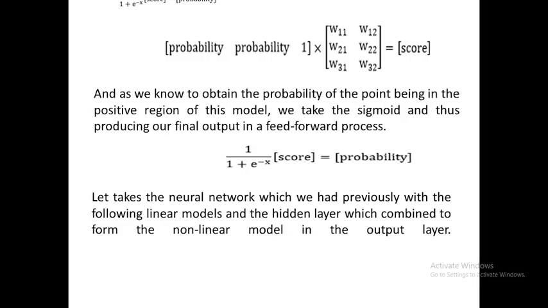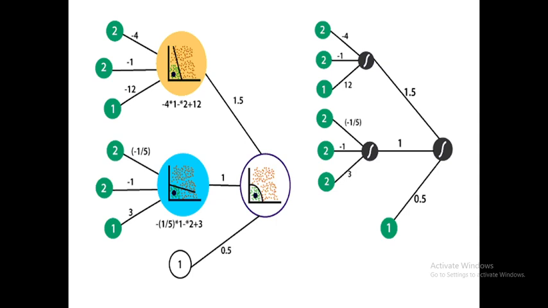Let's take the neural network which we have previously, with the following linear models and the hidden layer which combine to form the non-linear model in the output layer. So we are in the continuation of that, we are taking the previous methods and then we are just substituting the values for x1 and x2, the bias, and then the weights. We are substituting and then we have found out the method.